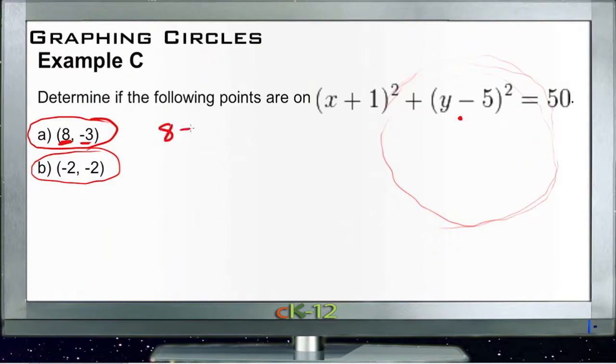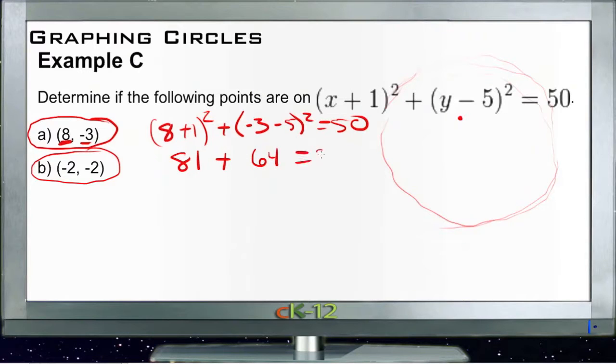So we get (8 plus 1) squared plus (negative 3 minus 5) squared equals 50. If this works out, then this point is one of the solutions for this equation, and this point represents a point that's actually on the circle. So we do 8 plus 1, that's 9, and 9 squared is 81. We add that to negative 3 minus 5, that's negative 8, squared would be 64, and that needs to equal 50. Well, obviously 81 plus 64 is not going to be anywhere close to 50, so point A is definitely not on the circle.